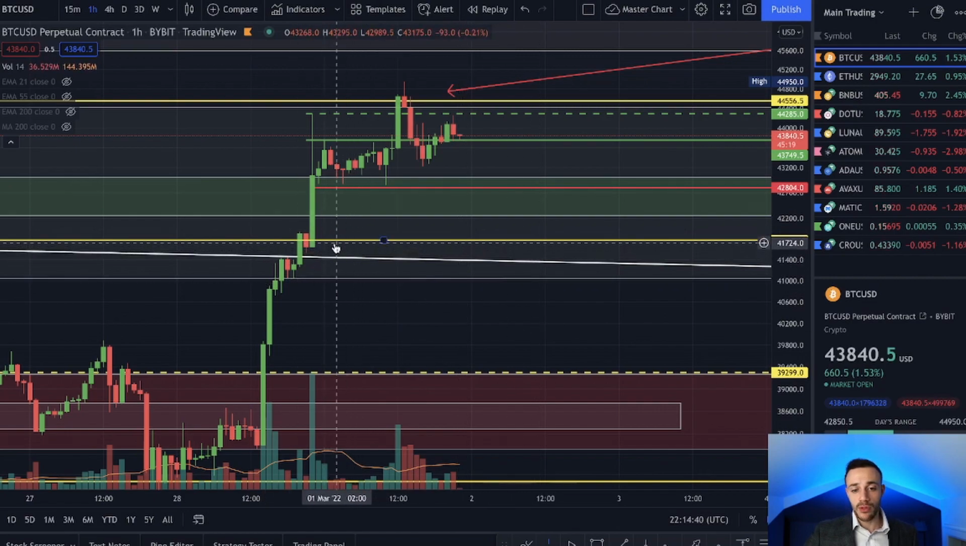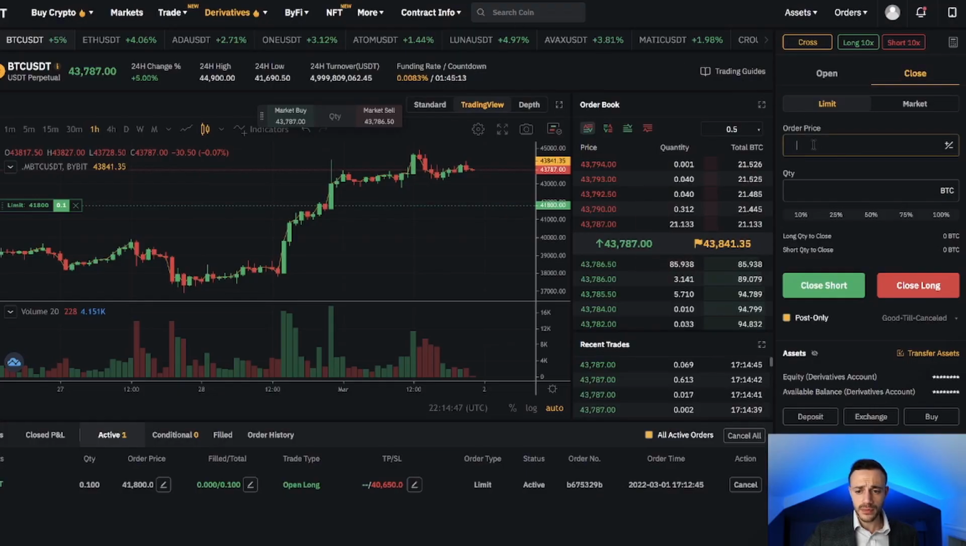In this case, if I'm long down here, let's say I wanted to get out at resistance up here at 45K, a very simple round number for example's sake. So I put my order price at $45,000, and for quantity I would say 100% of my order, which is 10 million Satoshis. Then I would hit close long, the red button over here, and it won't let me place it because I have no active position to close out.